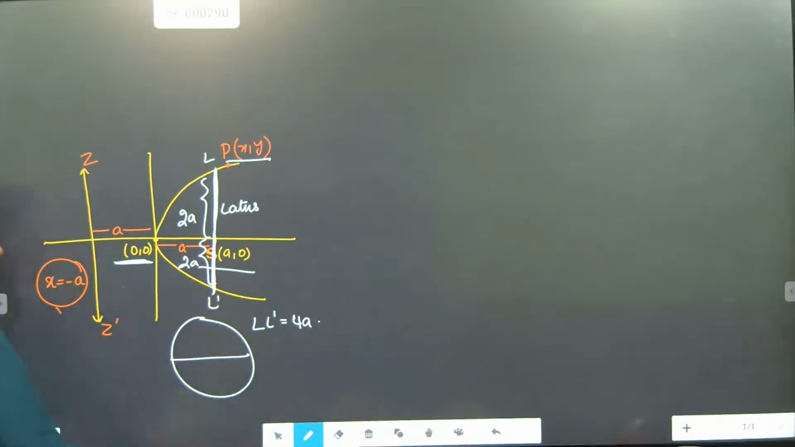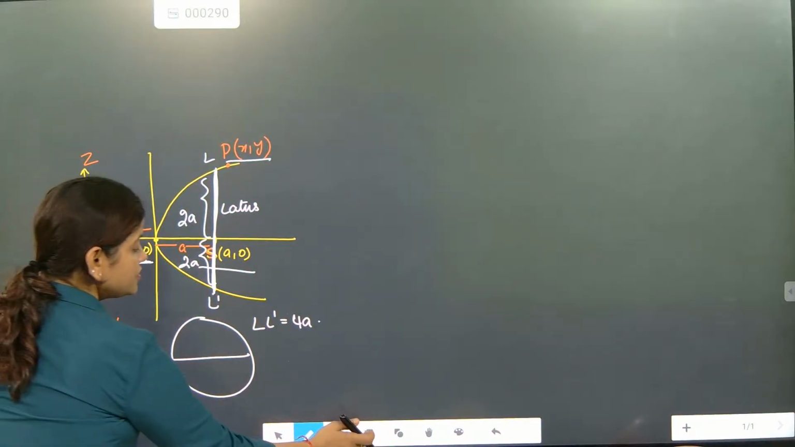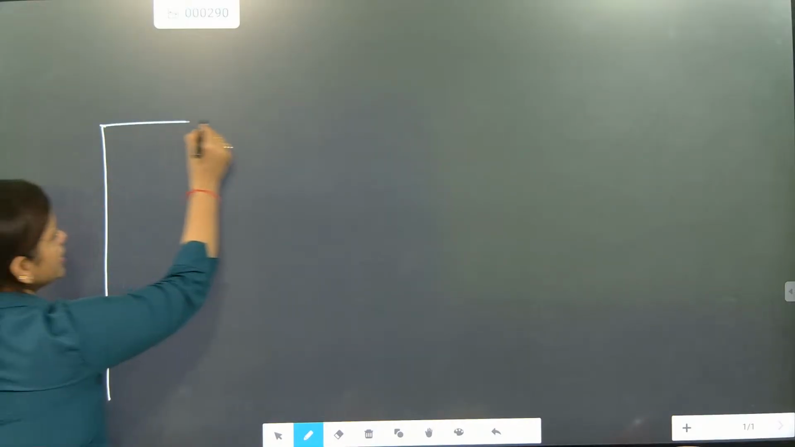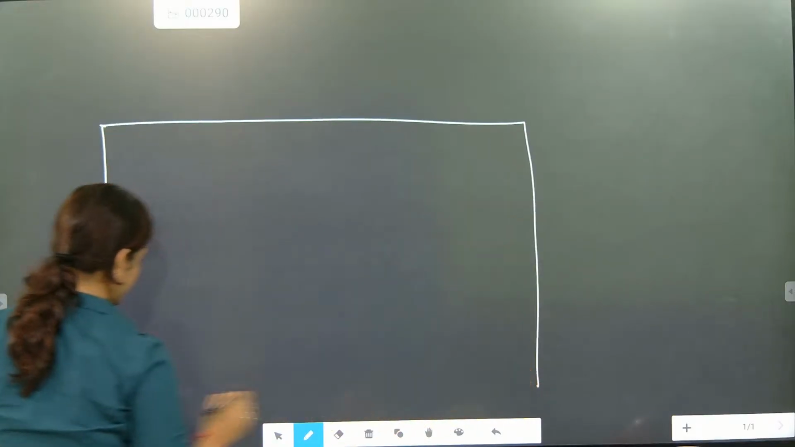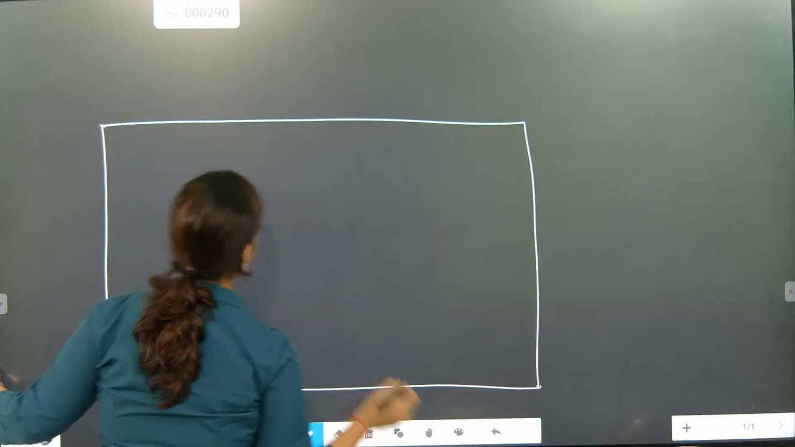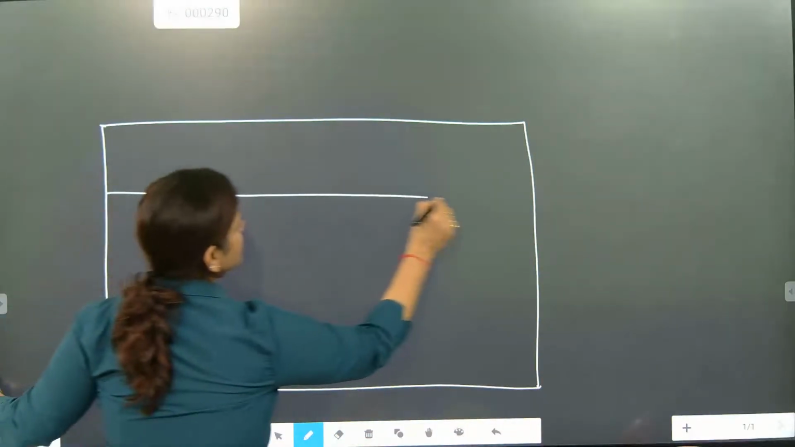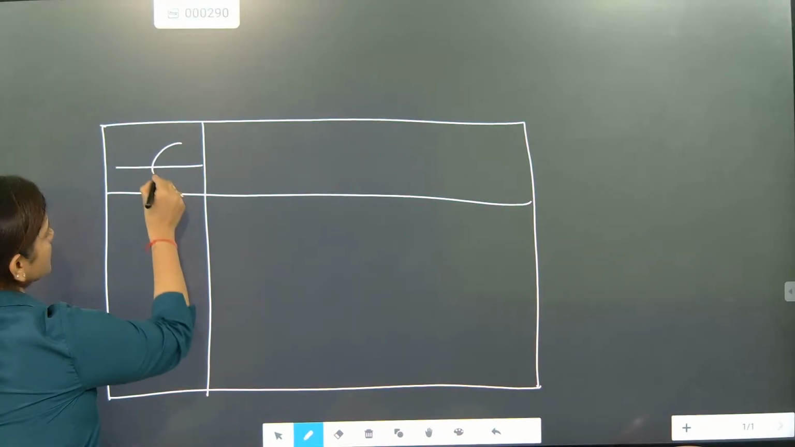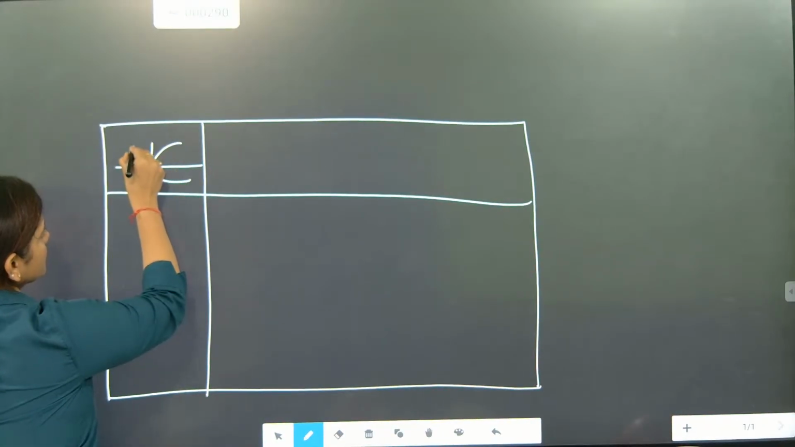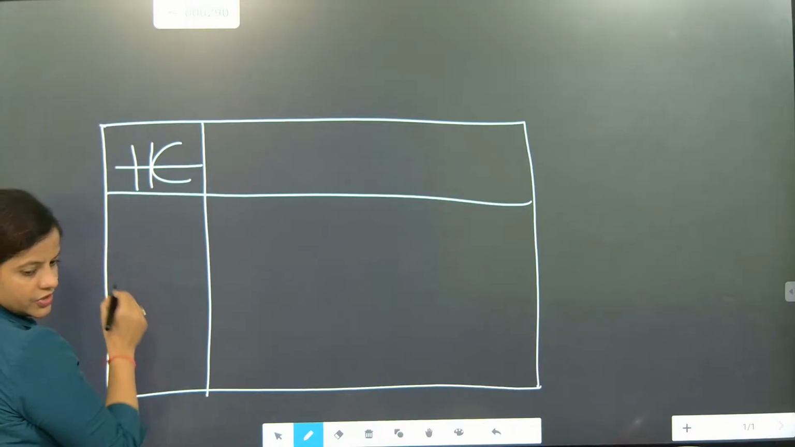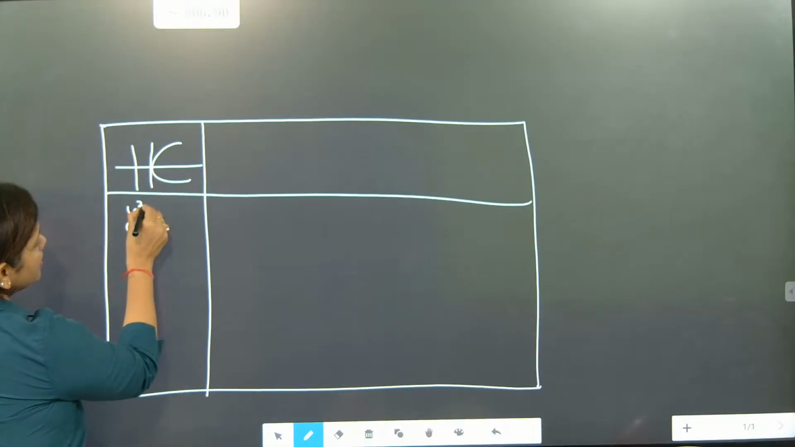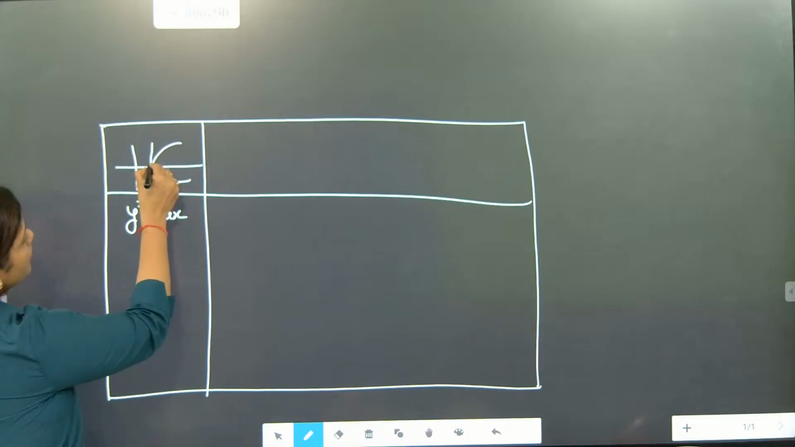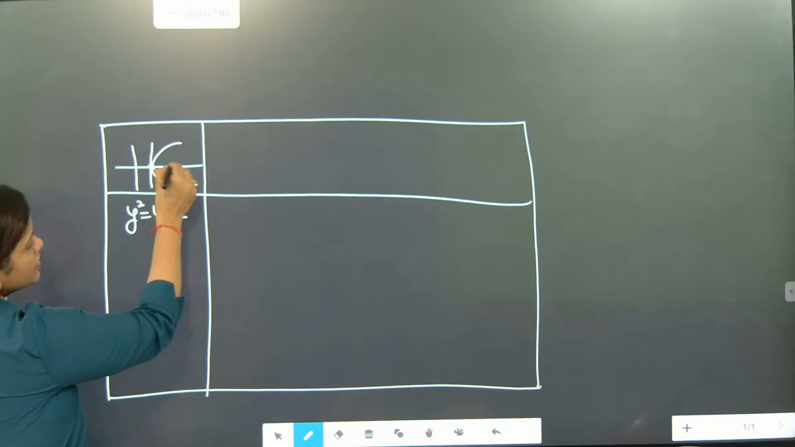If somebody asks you, I'm just making the box one more time so that you can understand. There are definitely four different types of parabolas. One parabola will be when the equation becomes y square is equal to 4ax. Understood? The vertex point is here, and this will be the focus.